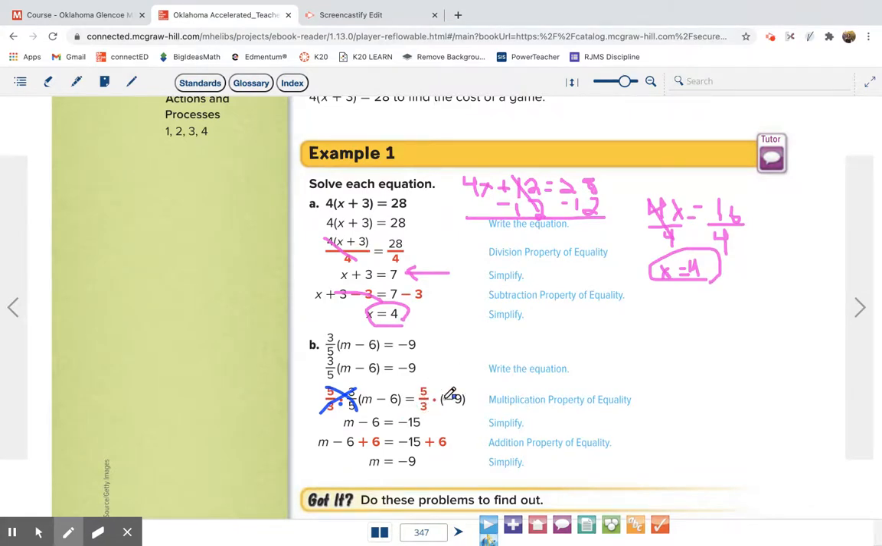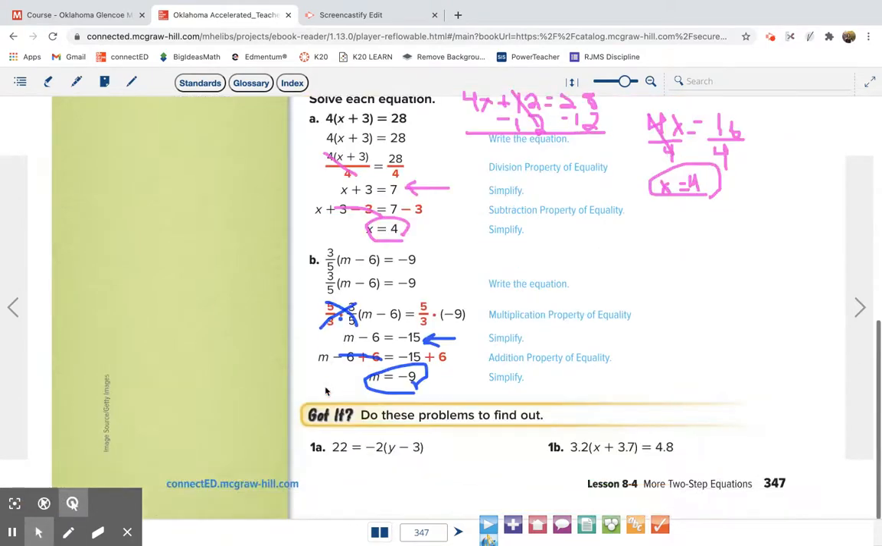5/3 times negative 9. Actually comes out to a nice number, negative 15. This is now our equation. M minus 6 equals negative 15. So we add 6 to both sides of that equal sign, and I'm left with m equals negative 9.